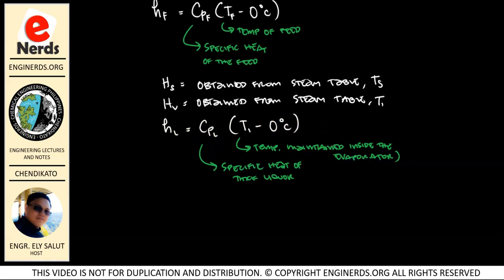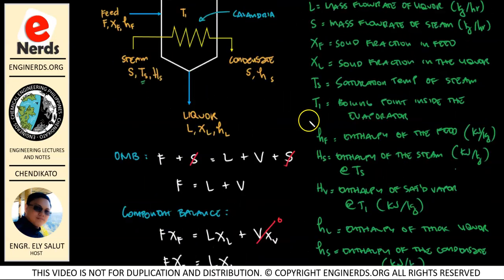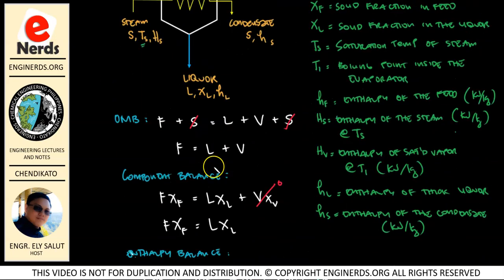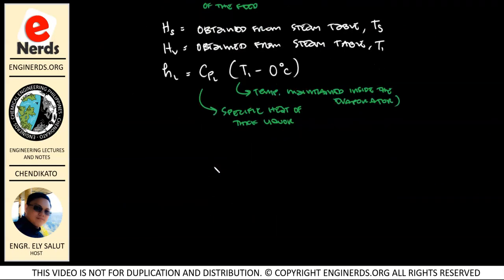Okay, so balikan na uli natin yung ating HS, no? Yung ating enthalpy dito sa ating condensate. So, paano natin kukunin yan? Our HS in our condensate is obtained also in steam table. This is also in reference sa saturation temperature, okay? But this time, this will be in a saturated liquid form.